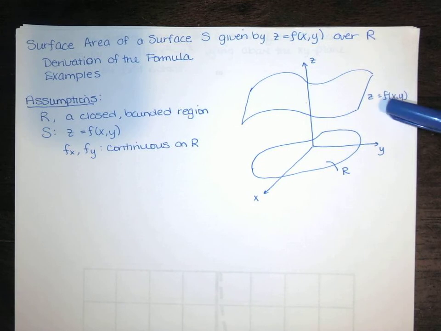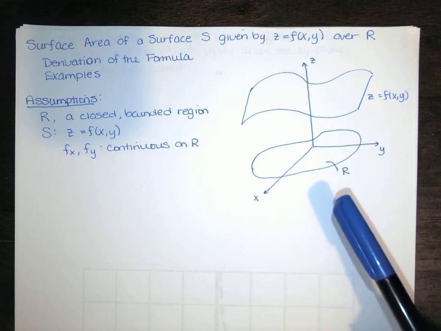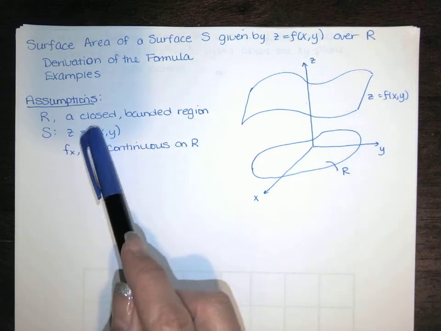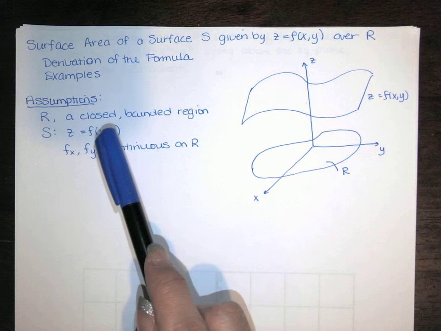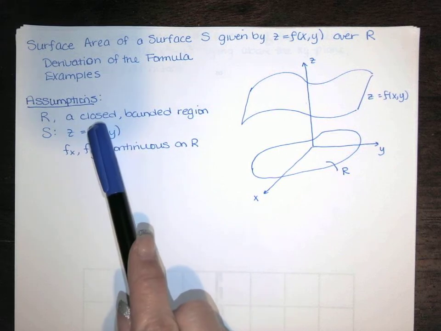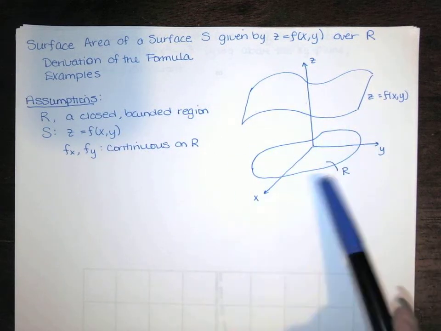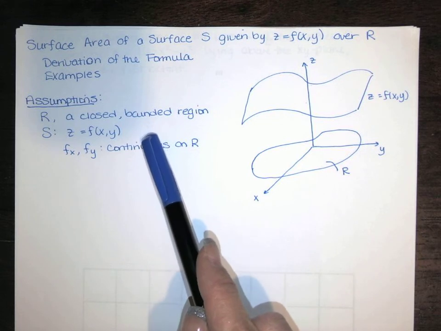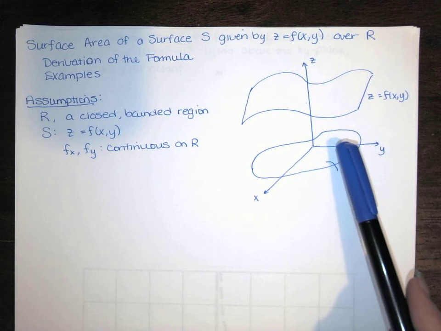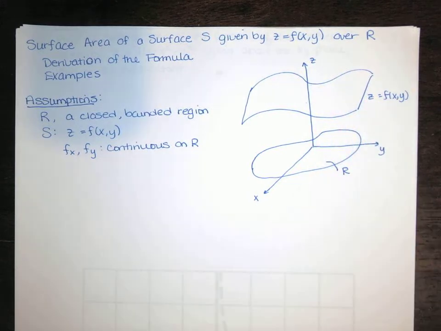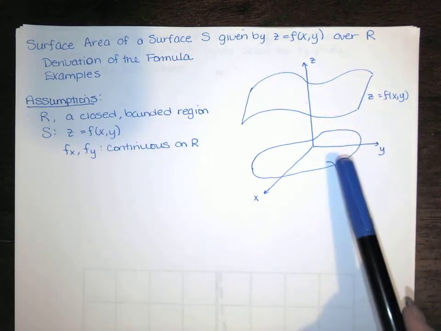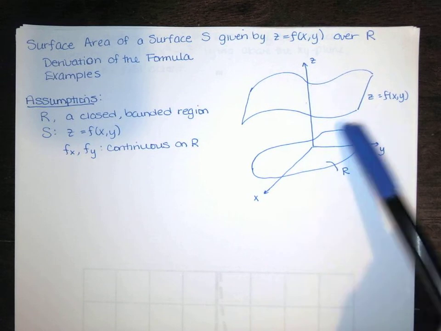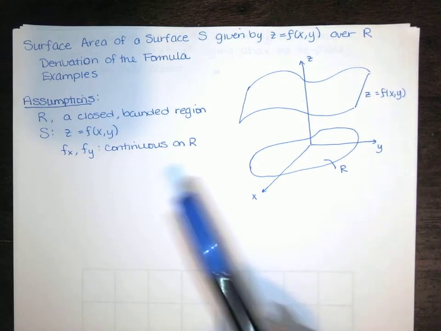So let's say this is our surface given by z equals f of x y, and we've got a couple of assumptions. This region R that we will be integrating over is a closed, bounded region. When we say that the region R is closed, all that means is that it includes its boundary. When we say it's bounded, that just means it's not the entire xy plane. This region R could fit in a circle or a disk if I made the disk large enough. So we've got a closed, bounded region, boundary included, and it's finite.